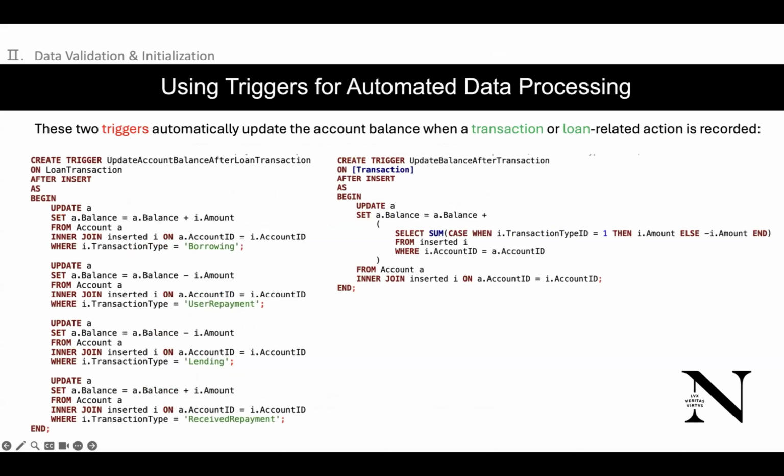Using triggers for automated data processing. These 2 triggers automatically update the account balance when a transaction or loan-related action is recorded. The first trigger handles loan-related transactions, updating the balance based on transaction type, increasing it for borrowing and received repayments, and decreasing it for user repayments and lending. The second trigger adjusts the balance after transactions are inserted, increasing it for income transactions and decreasing it for expense transactions. Next, please.